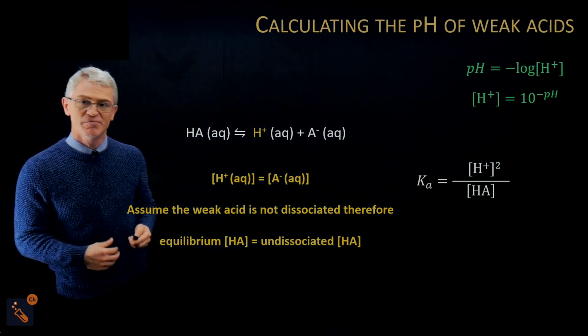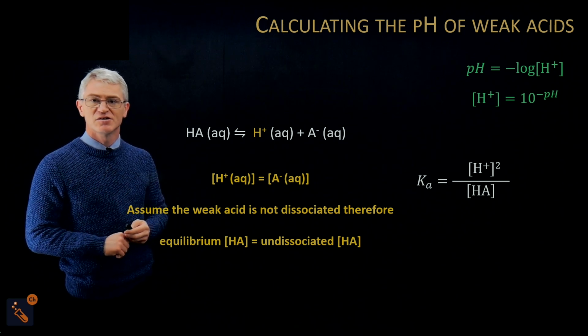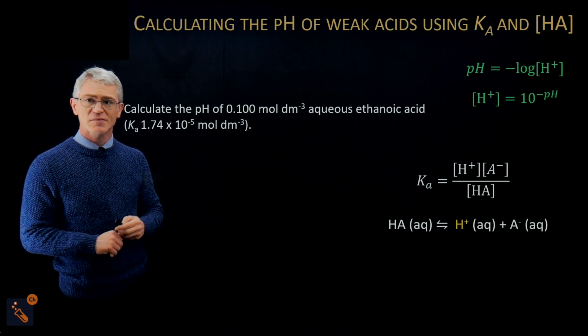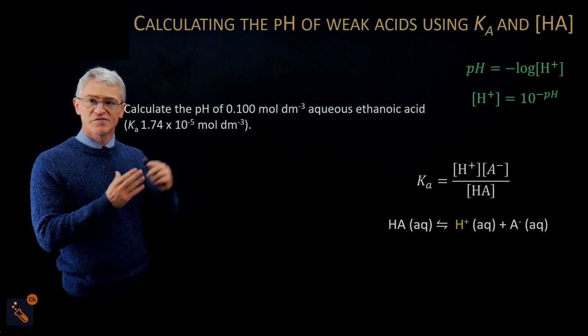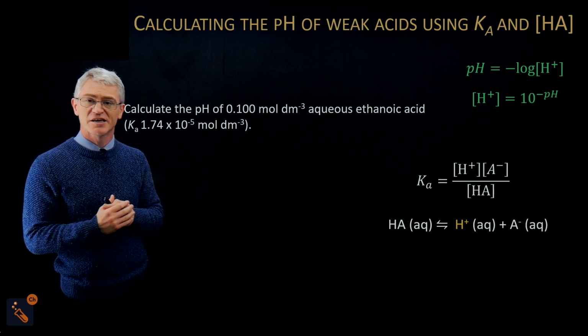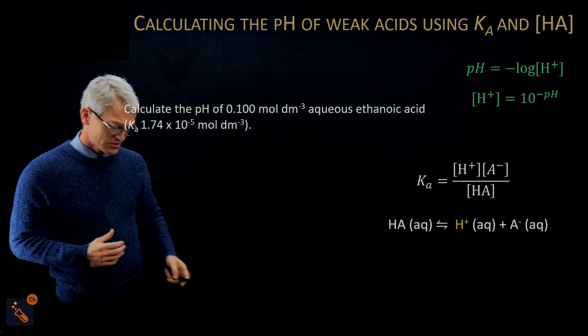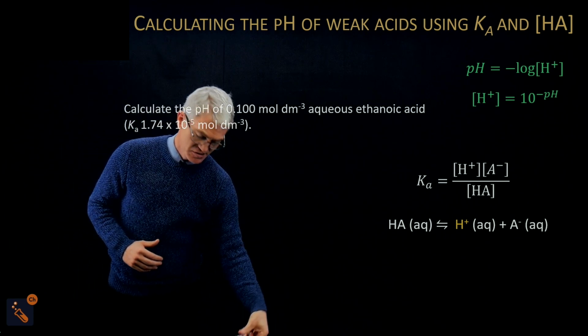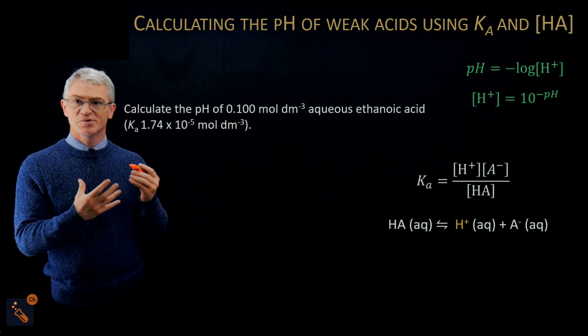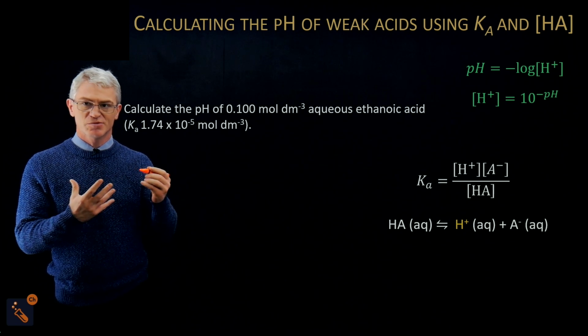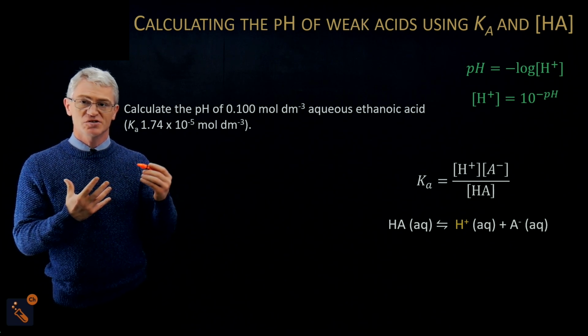Now this probably doesn't mean that much. So let's put it into a question. So the question here is calculate the pH of 0.1 moles per decimeter cubed aqueous ethanoic acid. Now, there's different parts to this. So the different parts are, first of all, what's the Ka expression? So you might be asked in an exam, what's the Ka expression?